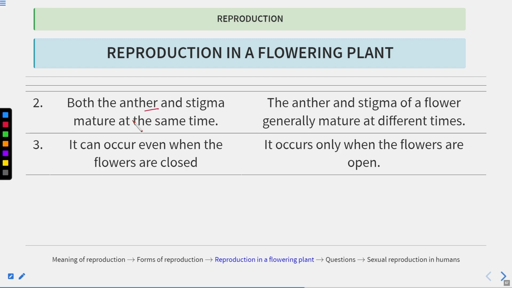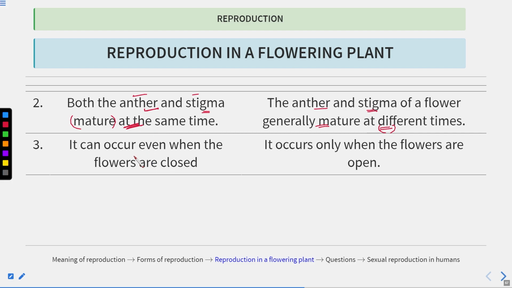Now, both the anther and the stigma must mature at the same time. This is a requirement for self-pollination. Otherwise, if they don't mature at the same time, the plant has to undergo cross-pollination, because self-pollination will be inhibited. Only if they mature at the same time will the stigma be receptive to the pollen. In cross-pollination, the anther and the stigma of the flower generally mature at different times.